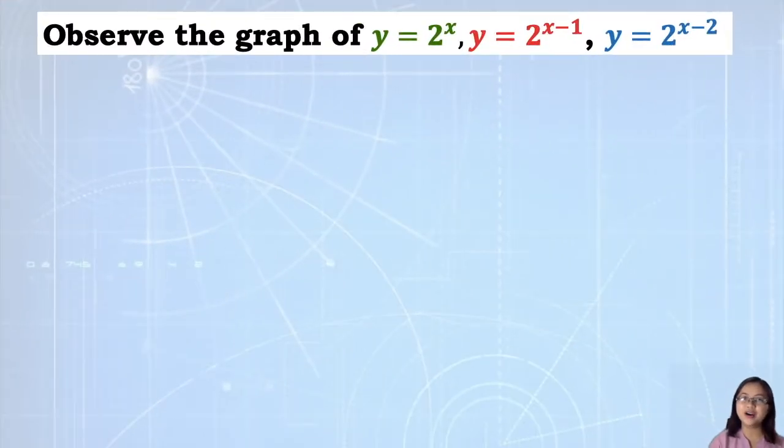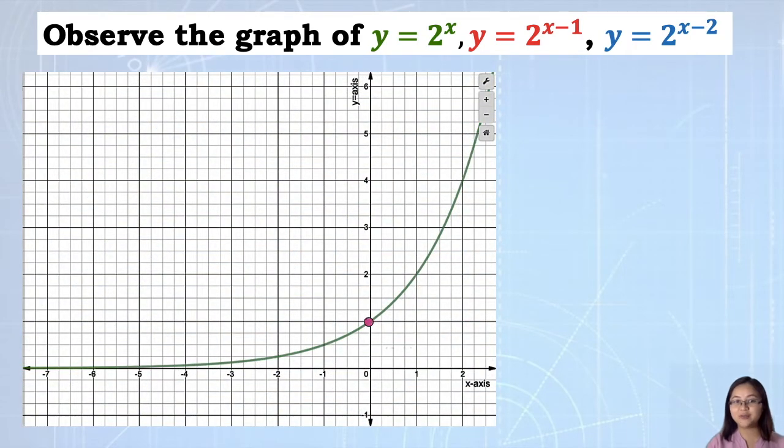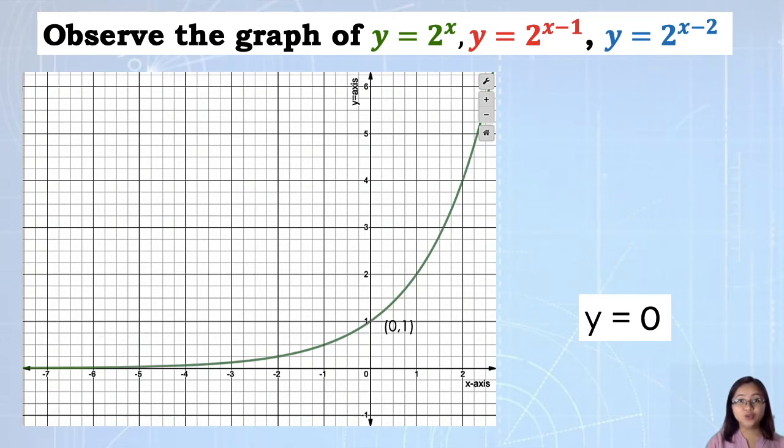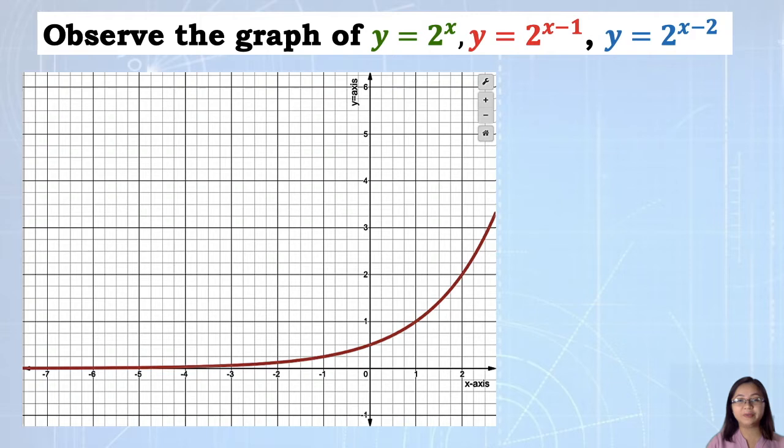Another form of an exponential function is f of x is equal to b raised to x minus c, wherein there is a constant term in your exponent. So we have this graph, which is our parent function. Let me just remind you of the y-intercept and the horizontal asymptote. Now let's graph y is equal to 2 raised to x minus 1. What have you observed? Yes, there is a horizontal shift going to the right.